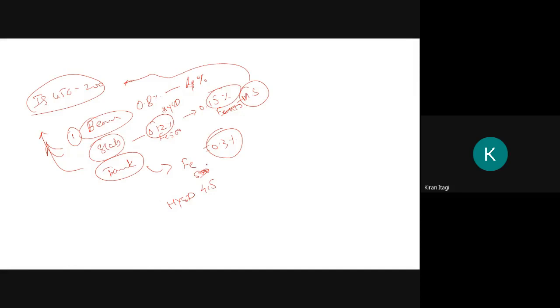Then if you go for tank, here we will use HYSD bars. So here we will take 0.3% of the gross area. The minimum AST should be greater than or equal to 0.3% gross area.